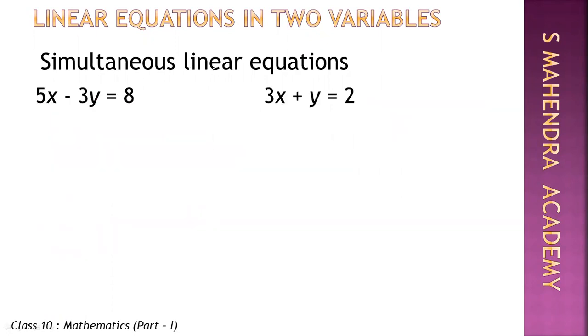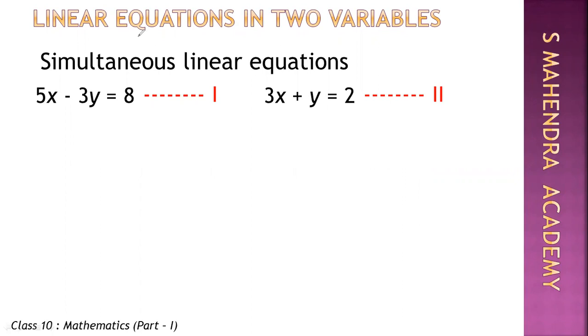Now, we have two equations, 5x - 3y = 8 and 3x + y = 2. We will try to solve these equations. So, first we will designate 5x - 3y = 8 as equation 1 and 3x + y = 2 as equation 2. First we will solve these equations by eliminating one of the variables from these two equations.